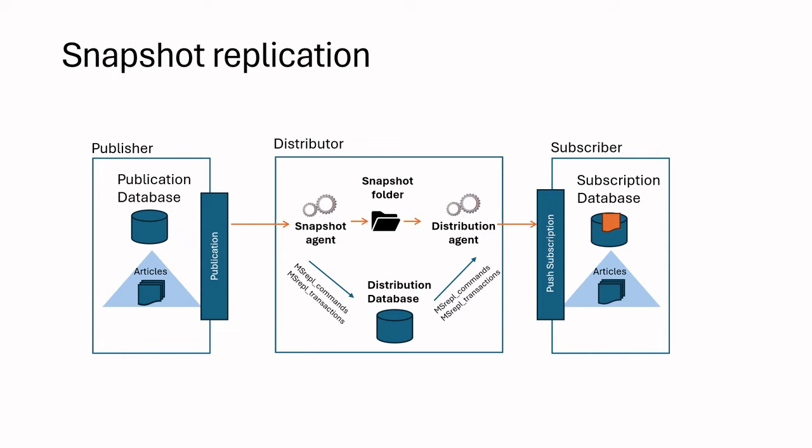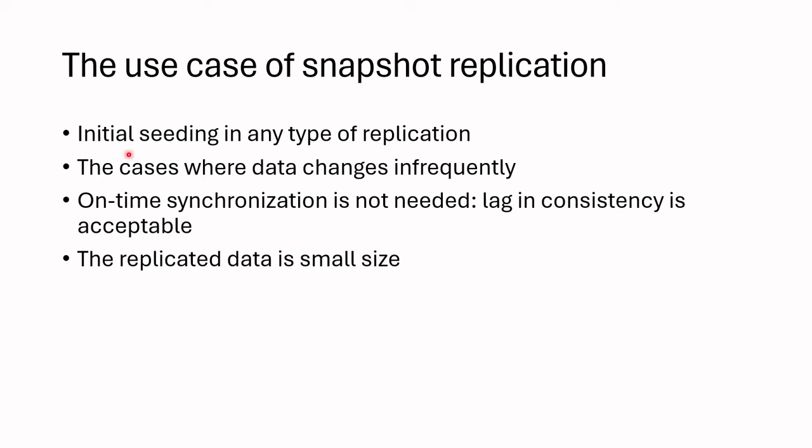So when is snapshot replication used and why do we need it? We use snapshot replication for initial seeding in any type of replication. Also, in cases where data changes infrequently, snapshot replication is used when real-time synchronization is not needed. I mean, lag in consistency is acceptable. For example, your data changes once a year. In this case, you don't need to consistently monitor incremental changes in the data, right? You just need to run snapshot replication at that periodic point, and that's all.